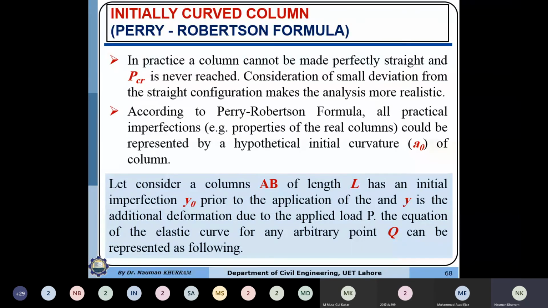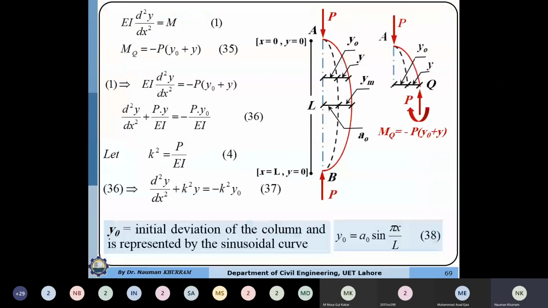both types of imperfection can be replaced by another imperfection, which translates the combined effect of out of plane deformation and initial imperfection. So the derivation will be quite simple. This will be the last slide that I'm going to explain, so I will start from this slide.